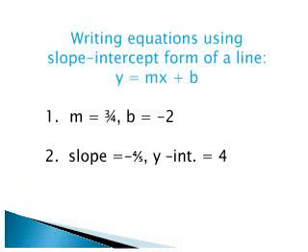The first part, we're going to write equations using slope-intercept form of a line, which is the form of the line that you're most familiar with: y equals mx plus b, where m is the slope and b is your y-intercept.